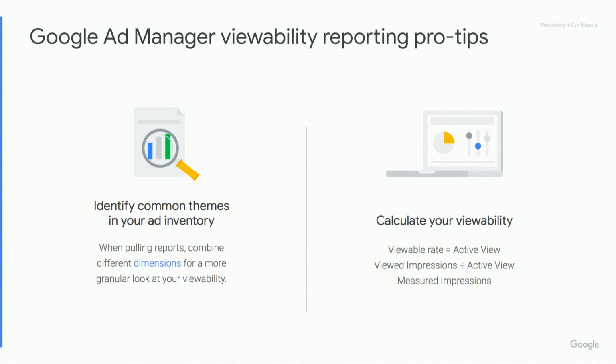Another option here is to calculate your viewability. You can divide active view measured impressions by active view viewed impressions to see the same viewability percentage that buyers target against.